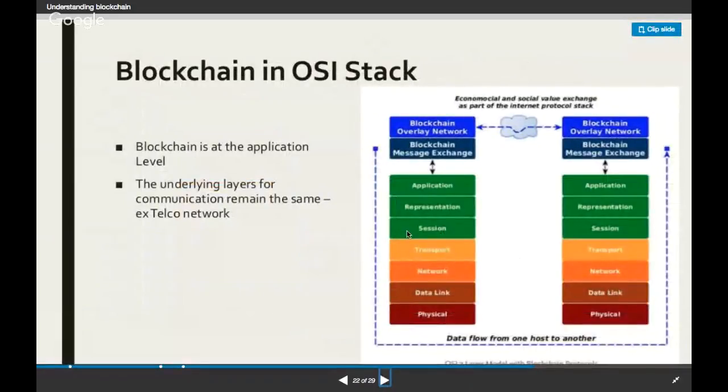Just to give an idea of how an enterprise blockchain would look, an enterprise blockchain would have a network layer, a data layer.